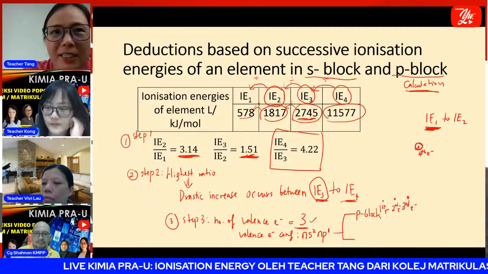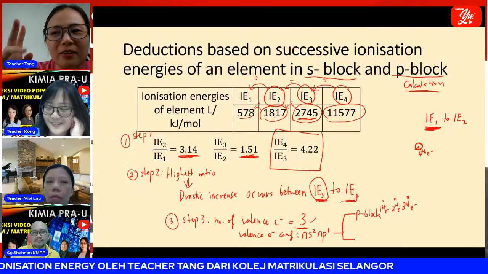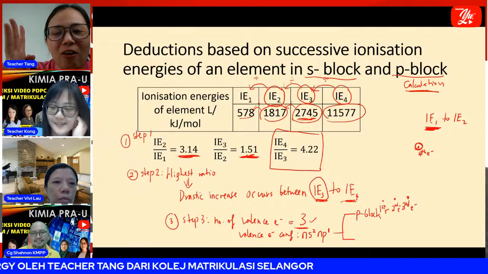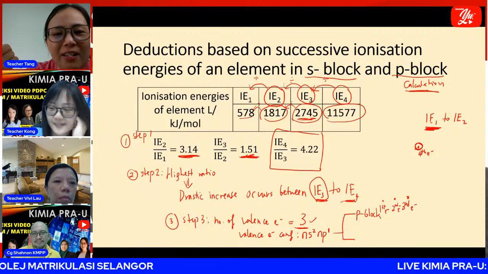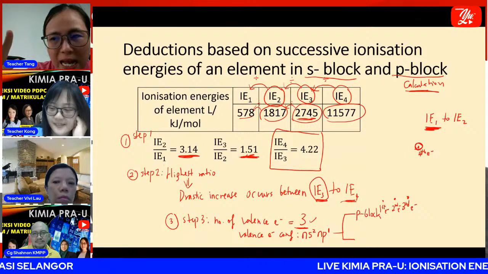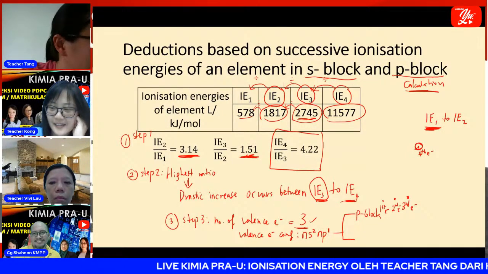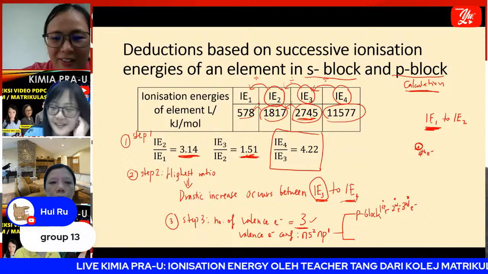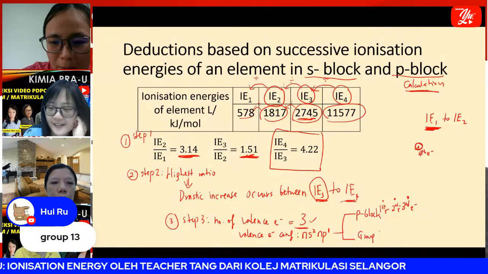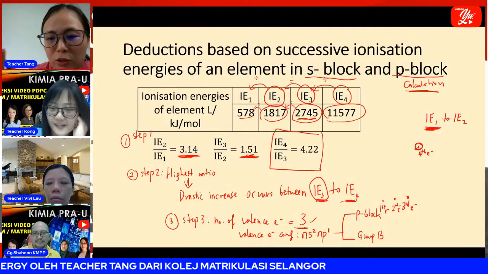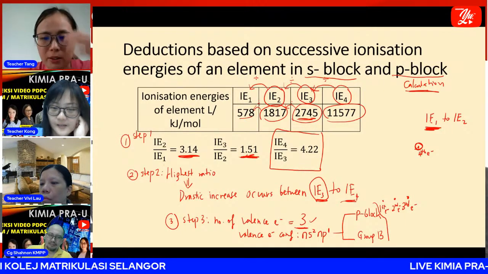I'll give you 10 seconds as well. Any answer from the students? Yeah, from Peru, group 13. Okay, very good. Must remember p block elements are from group 13 until group 18. So 3 valence electron must be group 13 elements.